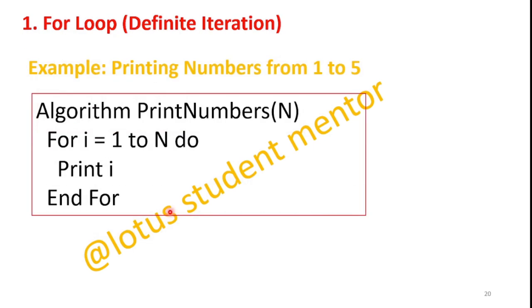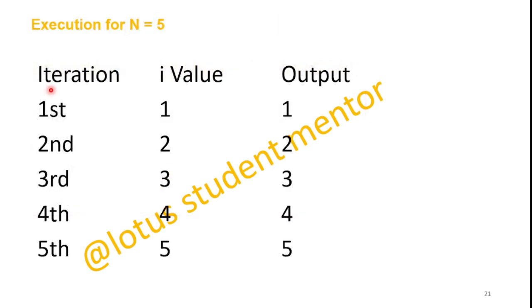Let us take an example of a for loop algorithm: for i equal to 1 to n, print i, to print numbers from 1 to 5. That means n equal to 5. Now the iteration begins. How many iterations? 1, 2, 3, 4, 5. 5 iterations. The output of this pseudocode for printing numbers from 1 to n is: in the first iteration i value becomes 1, then output equal to 1. Then i becomes 2, output equal to 2, and so on up to 5.